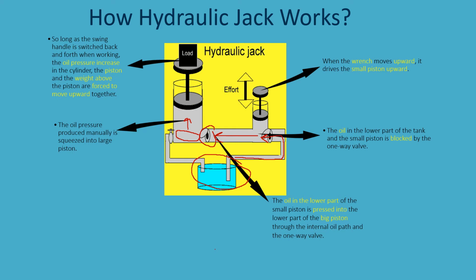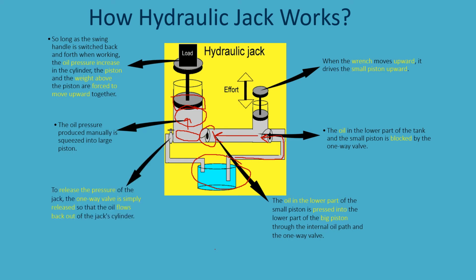Okay, so this one occurs right here. So long as the swing is moved back and forth, the oil pressure in this area is increased, so that the piston and the weight above are forced to move upward together.